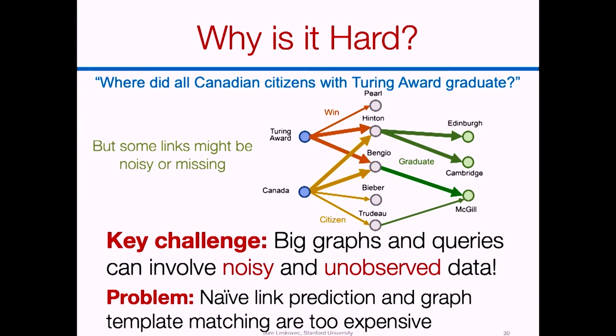It is very hard computationally to fit these query graphs on an example knowledge graph. Another key challenge is that if you have a couple of relations missing, you won't be able to answer your query. If you don't know that, let's say, Hinton won a Turing Award and you don't know where Bengio graduated, then you are not able to answer this query. With just 2 missing relations, we don't know who are Canadians who won the Turing Award and where they graduated. So the question is, how do we reason over this kind of highly noisy, incomplete knowledge graph data and answer arbitrary logical queries over them?